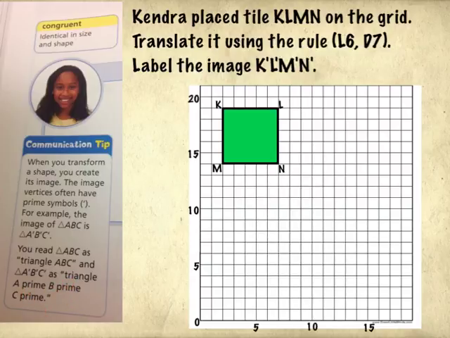So here's another example. Kendra placed tile KLMN on the grid. We're going to translate it using the rule L6, D7 and label the image K prime, L prime, M prime, N prime. Wow.